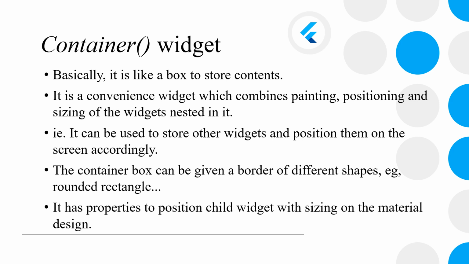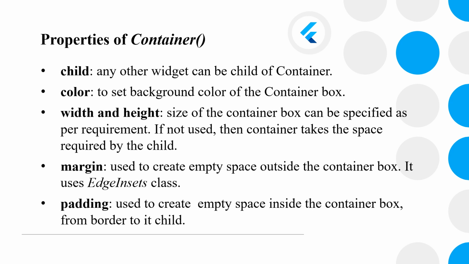requirement. Container box can be given a border of different shapes and sizes, for example, a rounded rectangle. It also has properties to position the child with sizing on the material design. Some of the common properties of container widget are child, that is any other widget which could be nested in the container, color to set the background color of the container box, width and height. The size of the container box can be specified as per our requirement.